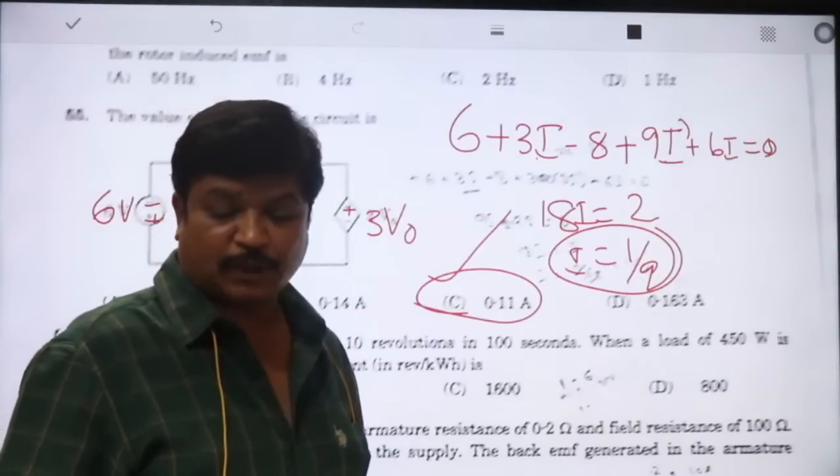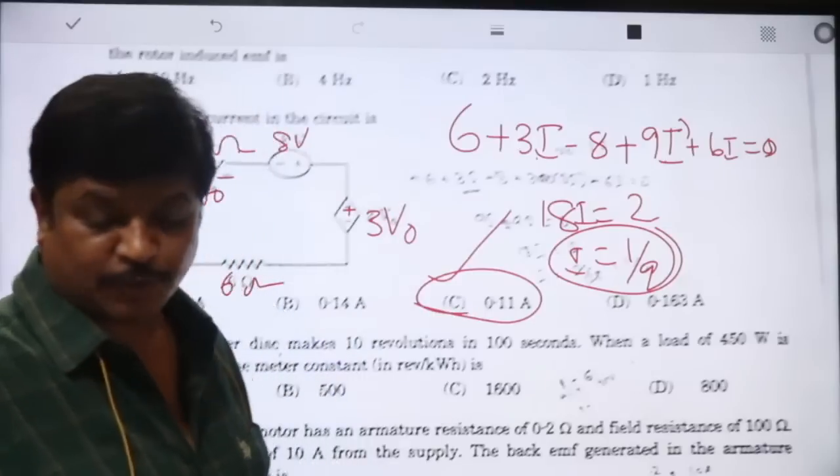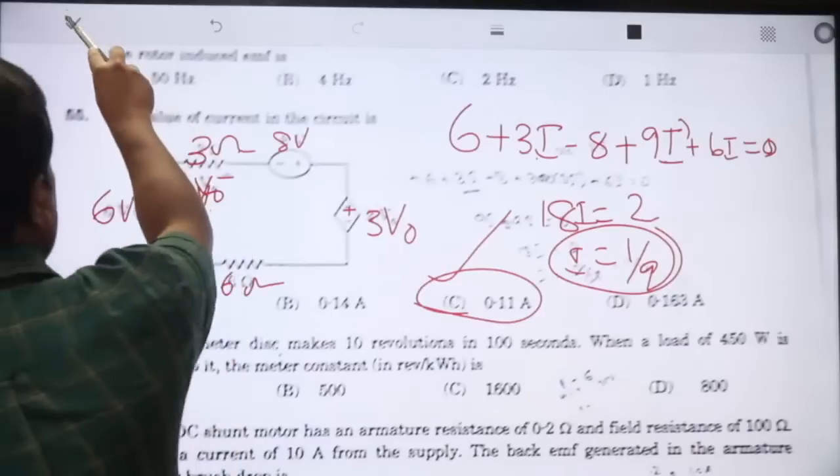They are not asking 1 to 2. They asked only Y22. Y22 means all the admittances we have to connect.